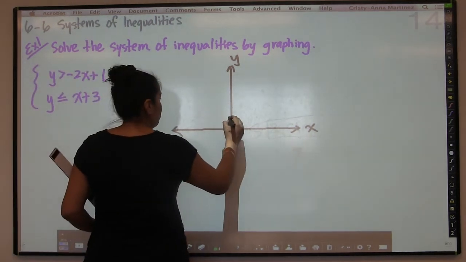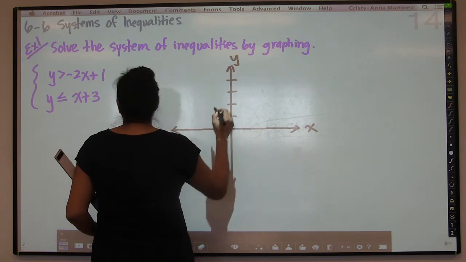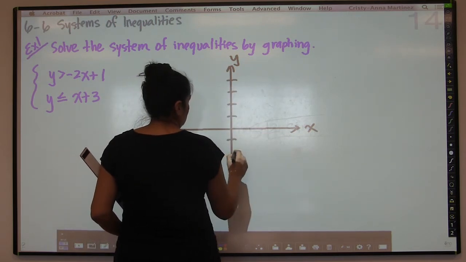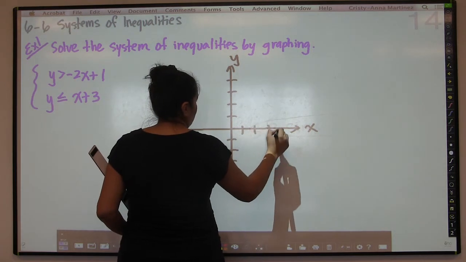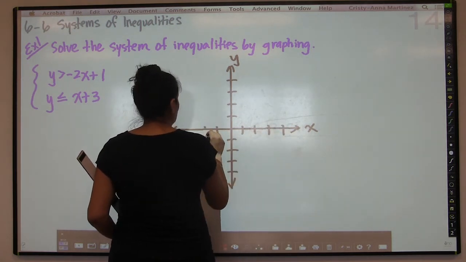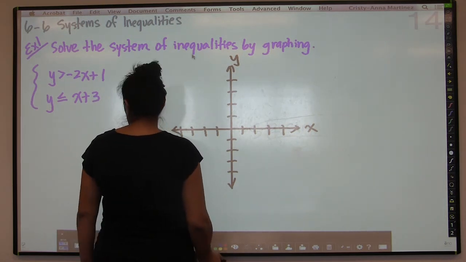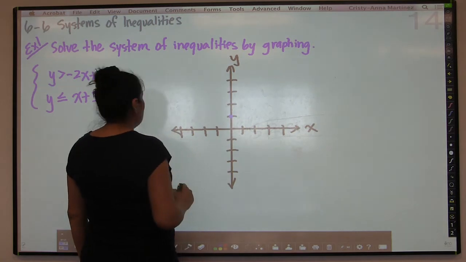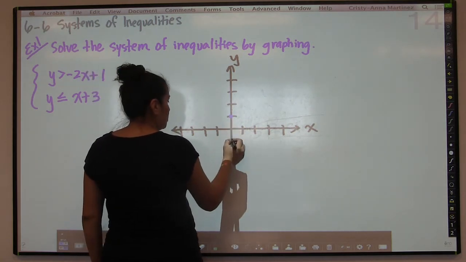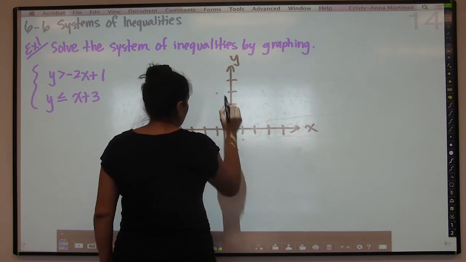which means we're going to put our y-intercept at 1. So here's your plus 1. And since the slope is negative 2, we're going to go down 2 over 1. Or you can go up 2 over 1.